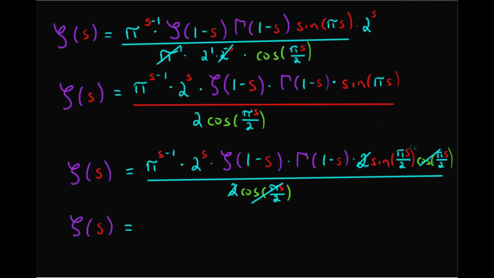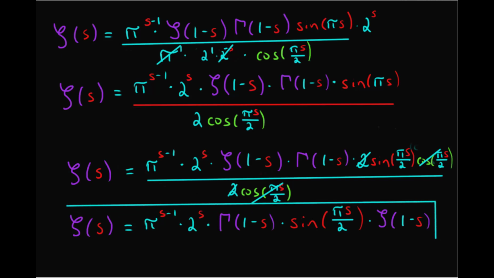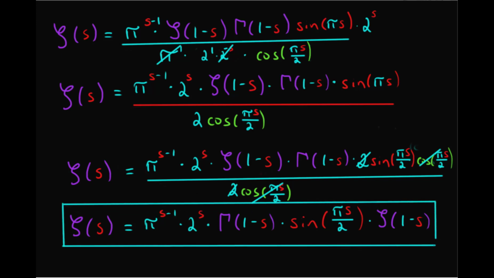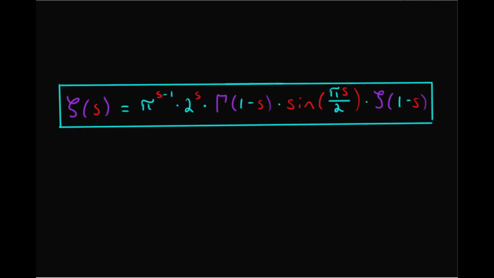Zeta of s equals, and I'll write zeta of 1 minus s as the last term, zeta of s equals pi to the s minus 1 times 2 to the s times gamma of 1 minus s times sine pi s over 2 times zeta of 1 minus s. Well, I have to put a box around this one. This is just a beautiful formula relating the zeta function on values s to the zeta function on values 1 minus s. And in fact, this is the zeta functional equation that Riemann discovered 100 years after Euler's paper on the eta function.